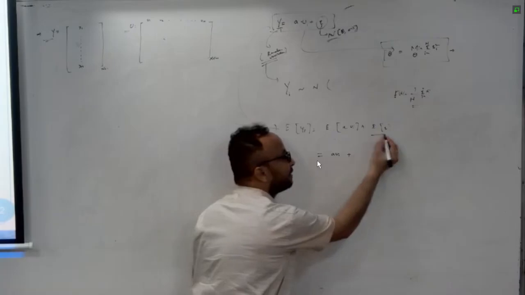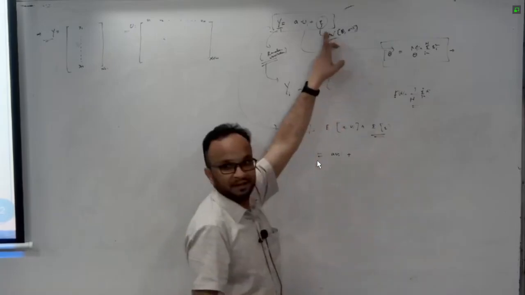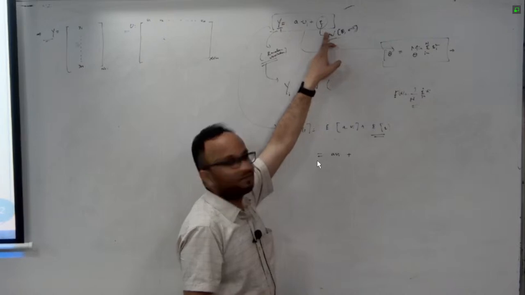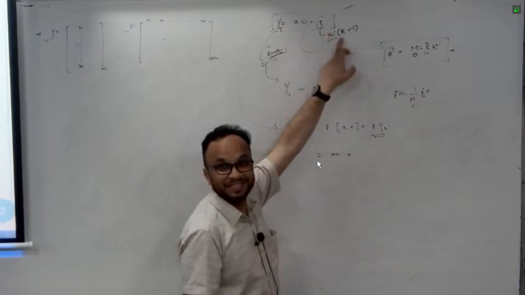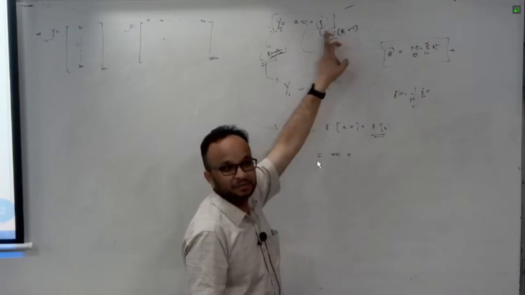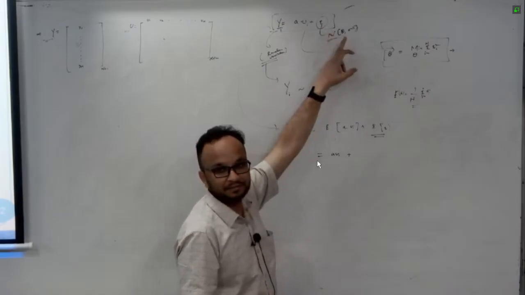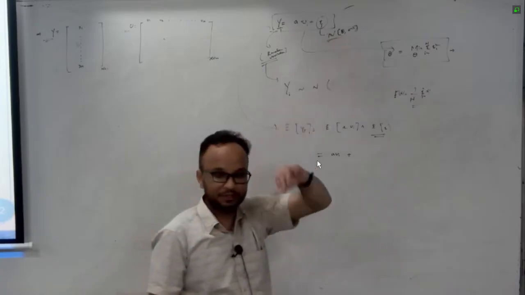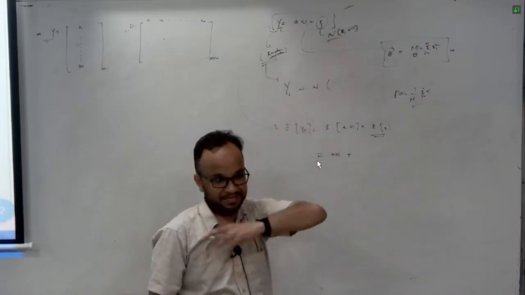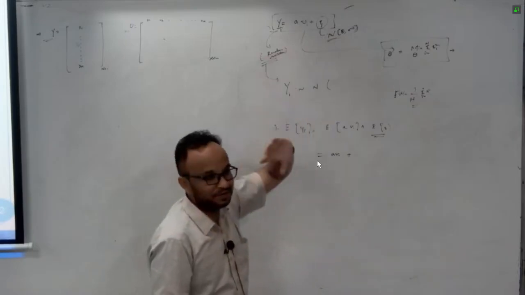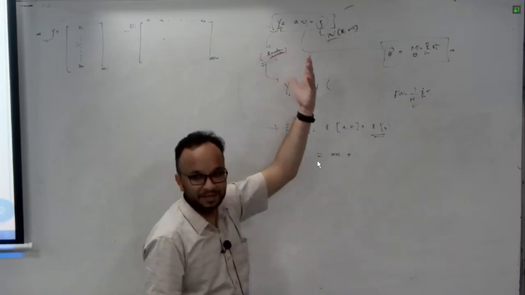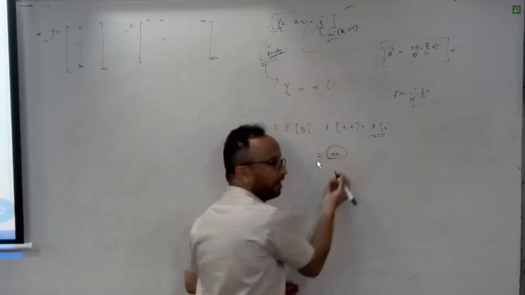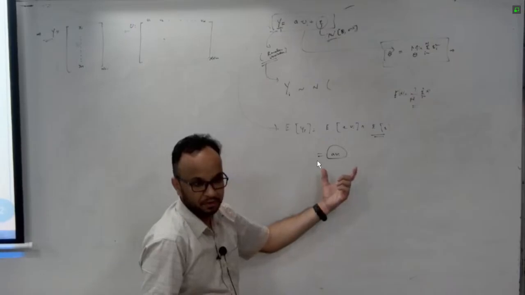So I get a u_i. What about the expectation of error? Error follows a Gaussian distribution with mean 0 and variance sigma square. Its mean is 0, so the expectation of error is 0. So I'm going to get a mean of a u_i.